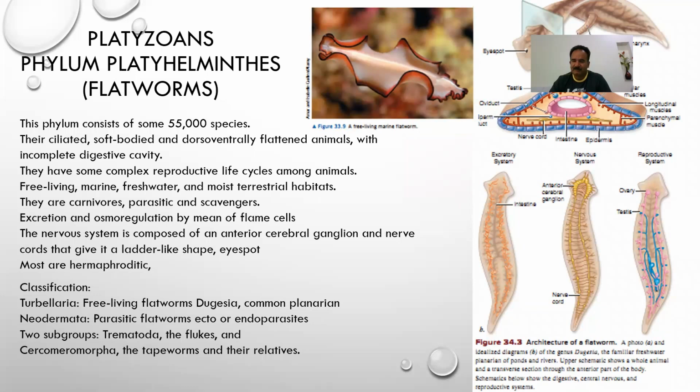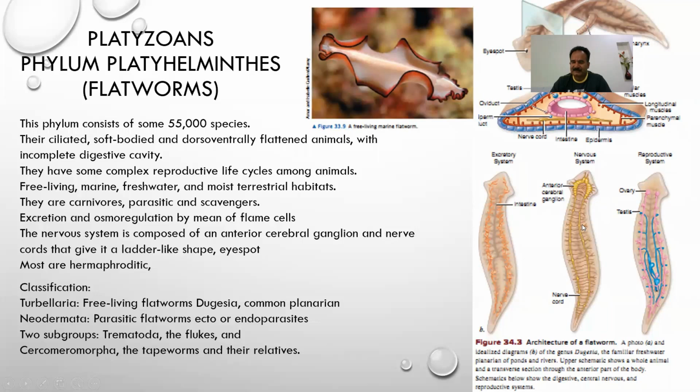Planarians are the first animals where cephalization, meaning head formation, starts. We have a brain-like structure known as the anterior cerebral ganglion, and two nerve cords descend towards the posterior end and form a ladder. These two nerve cords are connected with each other, and it looks like a ladder.